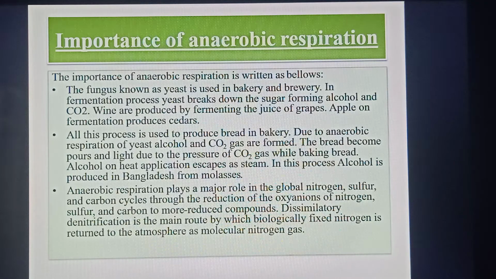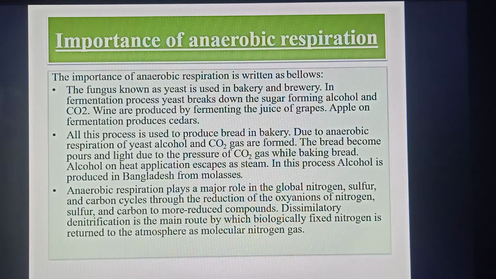Due to anaerobic respiration of yeast, alcohol and carbon dioxide gas are formed. The bread becomes porous and lightweight due to the pressure of carbon dioxide gas while baking. Alcohol escapes as steam on heat application. In this process, alcohol is produced in Bangladesh from molasses.